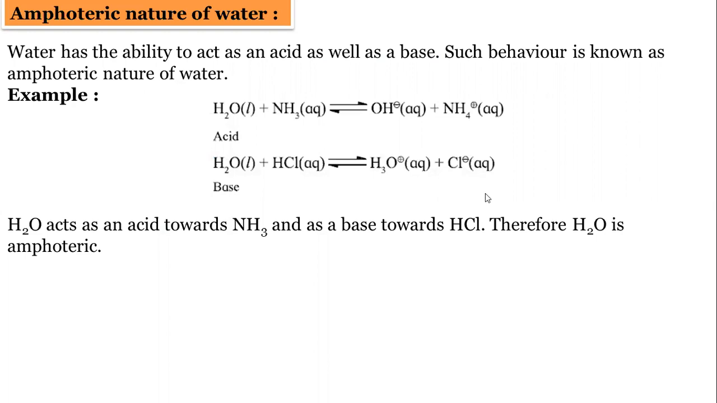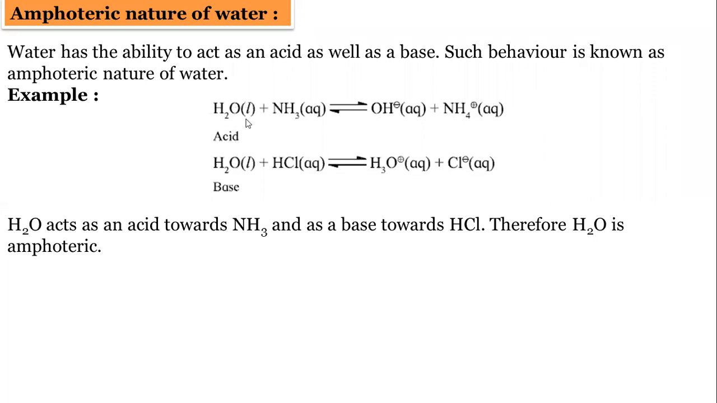Then I am coming to the next part, the amphoteric nature of water. You know, water acts as amphoteric, meaning it acts as an acid, or it also acts as a base. So water having the ability to act as an acid and also as a base is called amphoteric in nature. Such behavior is known as the amphoteric nature of water. An example is given here: H2O plus ammonia aqueous. This is an equilibrium. OH minus aqueous, NH4 plus aqueous, when it is dissolved in water.